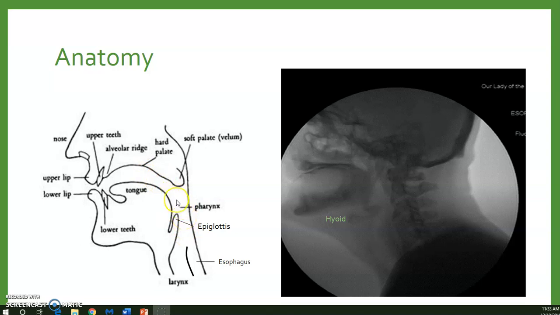Now, during swallowing, the pharynx has a role of squeezing together on all sides, so the front, the back, and the sides of the pharynx squeeze to push that food down to the epiglottis, to the esophagus. And then the epiglottis is part of our airway protection. So there are two ways that the epiglottis works to protect the airway.